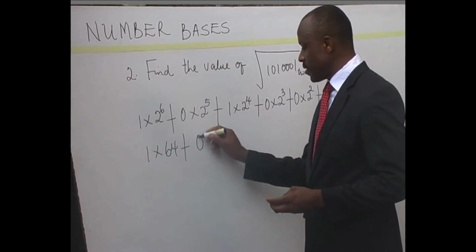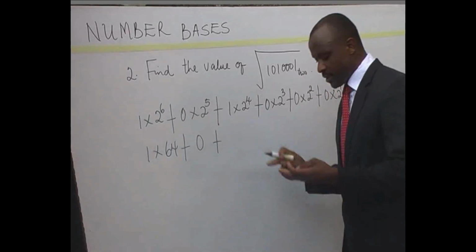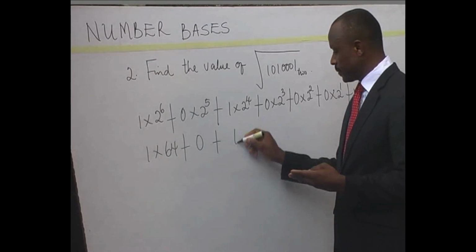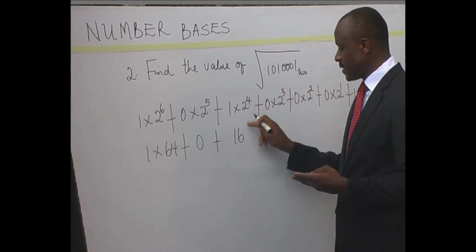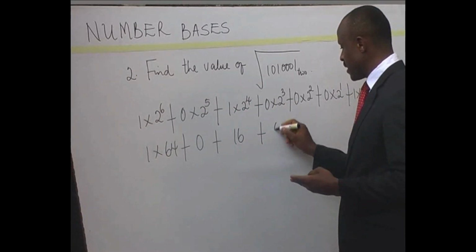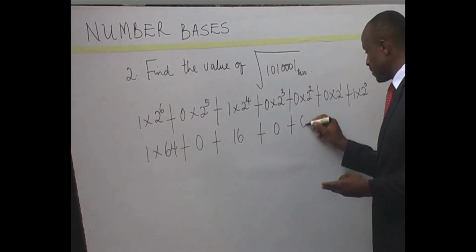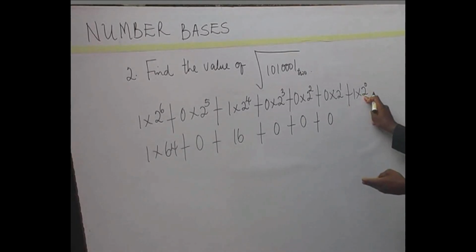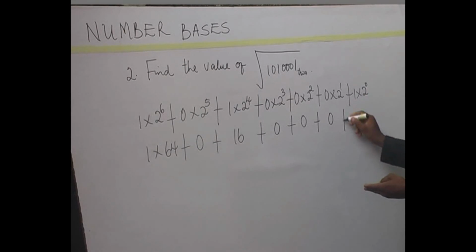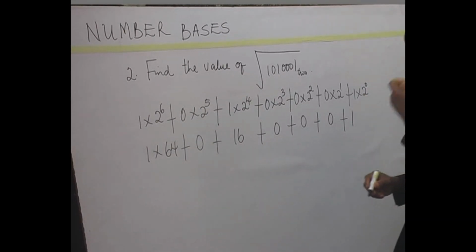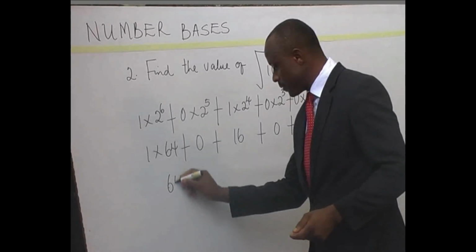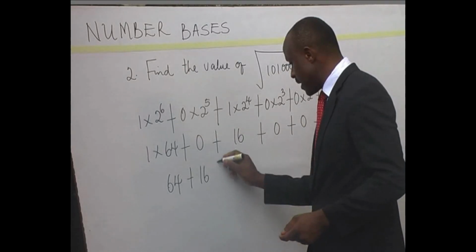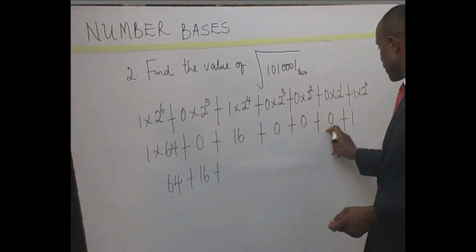0 times anything is 0. This is 2 times 2, 4, 4 times 2, 8, 8 times 2, 16. Remember 1 times 16 will give you 16, plus 0 times anything is 0. This is 2 exponent 0, which is 1. 1 times 1 will give you 1. So from here now we have 64. Bring out 64 plus 16. Forget about the zeros, don't waste your time there. Bring in 1.